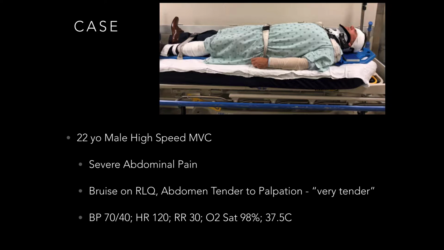And so y'all all got a case. That's me that had a car wreck. When you have a car wreck, you come in on a long spine board and they strap you down. If you have broken bones, you're not moving around. Y'all have seen that, right? So there's a 22-year-old person involved in a high-speed MVC, and they come in with abdominal pain. Now remember, pain is what your patient tells you. Tenderness is what we do to the patient, right? That's physical exam. So they have abdominal pain, but they also have a right lower quadrant bruise, and they're very tender to palpation. So you're thinking they've got some kind of abdominal injury, right?